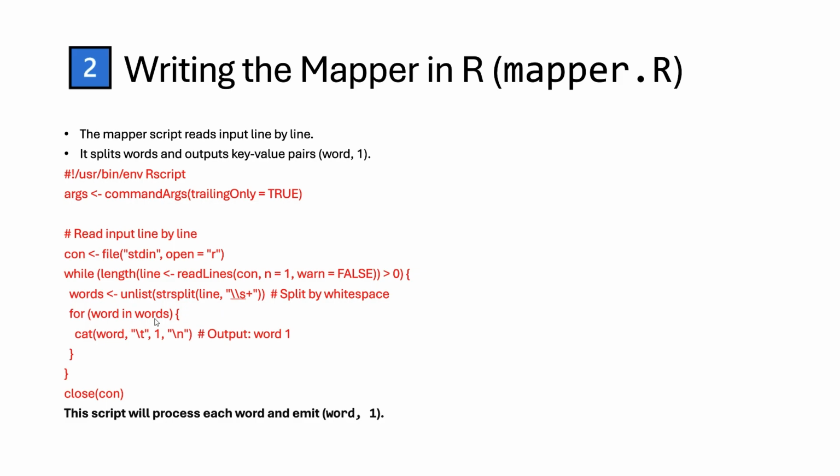The loop will execute for each word in words, and cat(word, "\t", 1, "\n") will print the word followed by one, separated by a tab, and followed by a new line. So this is what the code says. Then we have the connection close command that will release the system resources, and this script will process each word and emit word comma one. So how many times is the word going to repeat? For example, Hadoop one, then we have Hadoop thrice. So the total number of sums will be there.